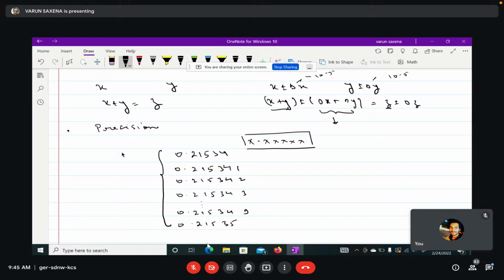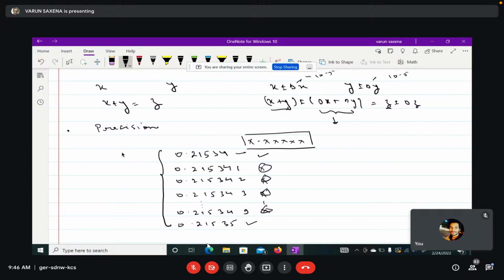Forget about rounding off, chopping off, whatever. What will your computer store? When you come to this number, it will store this number only. So this can be stored. If you come to this one, the computer will store 0.21534, and then can it store the 1? It cannot, because it can only take 5 digits after the decimal. It will chop it off, or maybe round it off. But you cannot store this value. But yes, you can store this value.